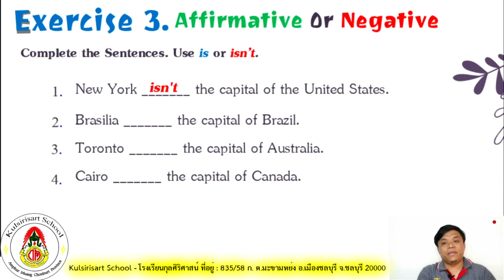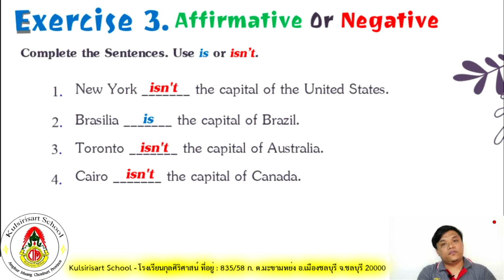Okay, number 2, Brasilia. Brasilia blank, the capital of Brazil. Is it true that Brasilia is the capital of Brazil? Correct. So we will use an affirmative verb to be, which is the verb to be is. And number 3 and number 4, let's try to understand 3 and number 4. Toronto is the capital of Australia. Is or isn't?